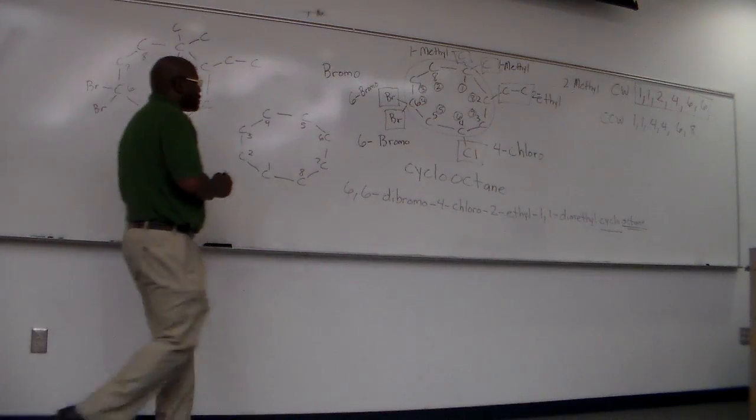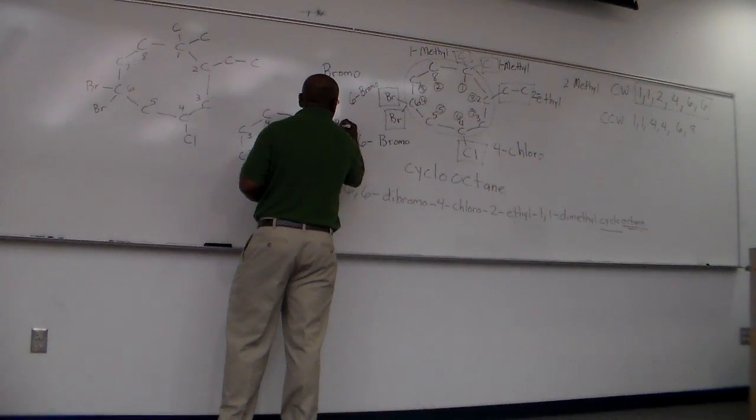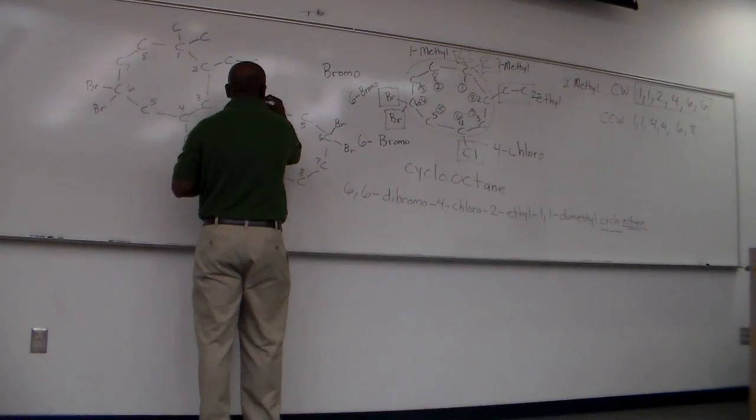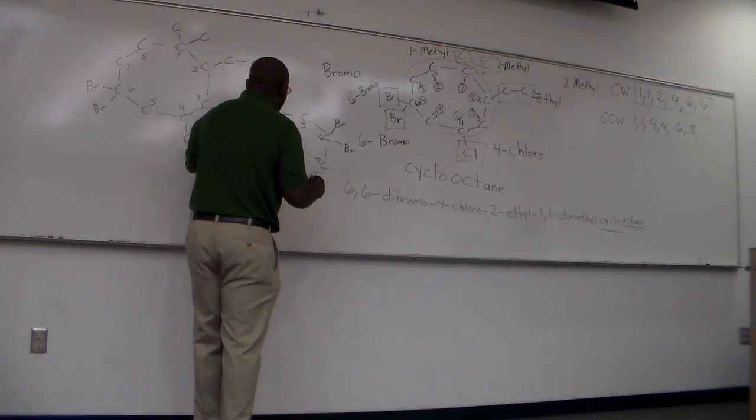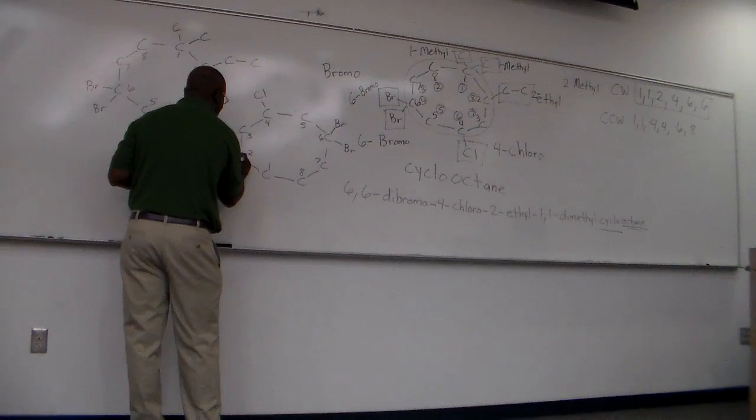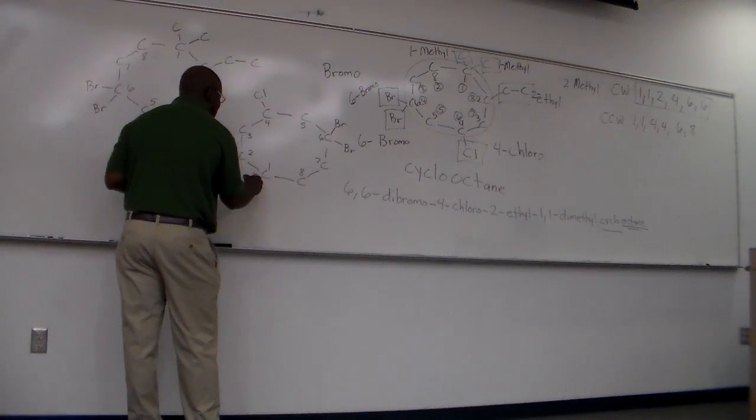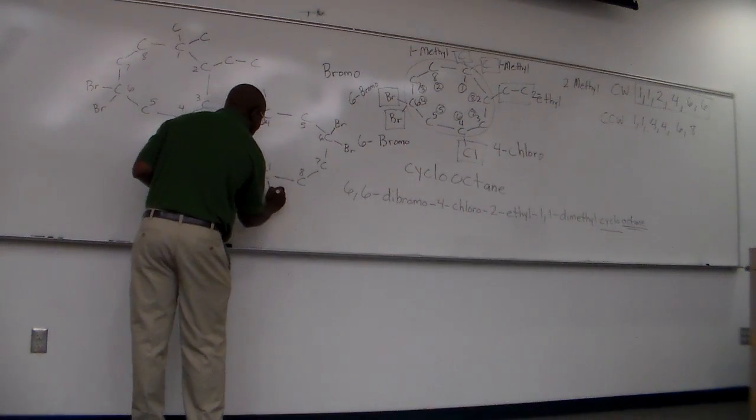You can put on carbon number 6 a Br. Carbon number 4, we have a Cl. Carbon number 2, we have an ethyl, 2 carbon atoms. And carbon number 1, we have a carbon and a carbon.